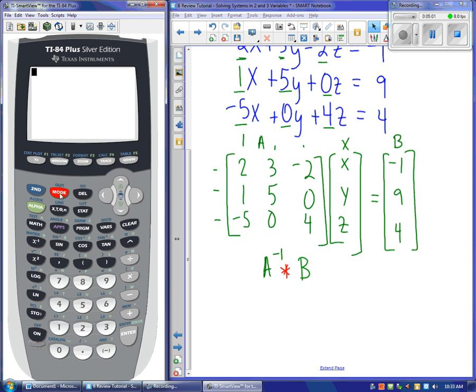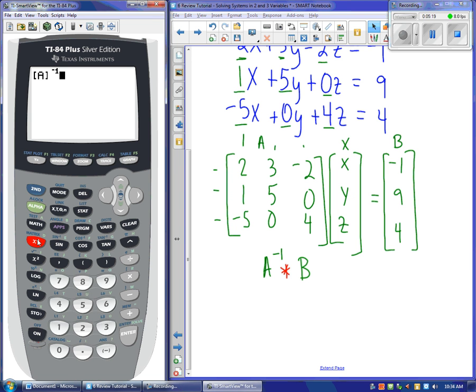Now you may wonder what A inverse looks like. Well, let me show you. If I hit second matrix again, this time instead of going to edit, I'm just going to select matrix A. The inverse key is right below it, which is x to the negative 1. That actually just means I'm taking the inverse of matrix A.